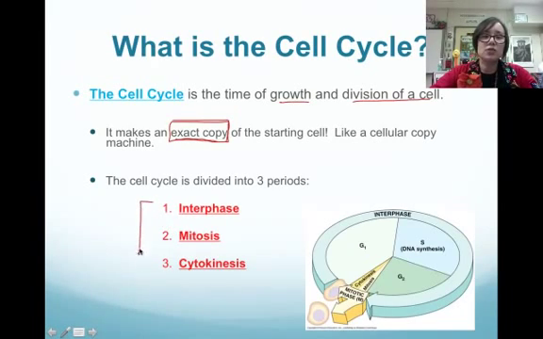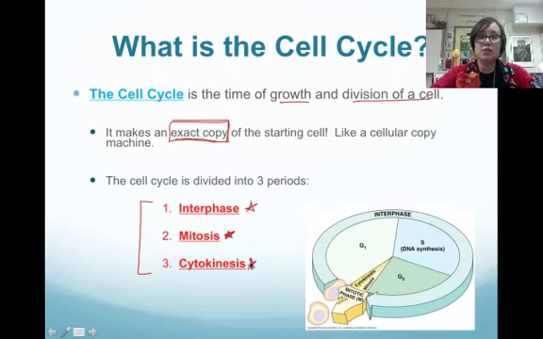Now the cell cycle is divided into 3 periods. The first period is interphase, and if you look at our cell cycle here, it's this part here. It's the largest part. So interphase is the longest part of the cell cycle, and most cells spend most of their time in interphase. Mitosis is the second period of the cell cycle, which actually allows for cellular division or division of the nucleus.